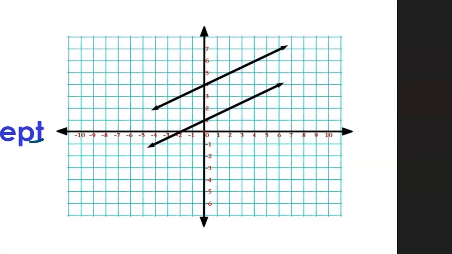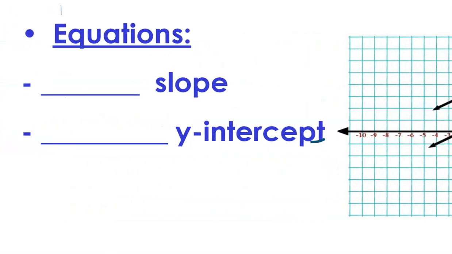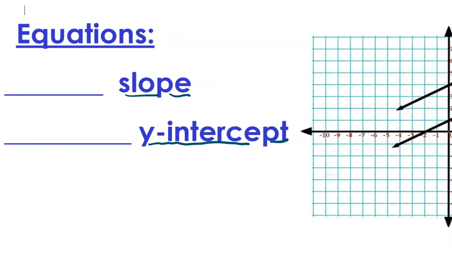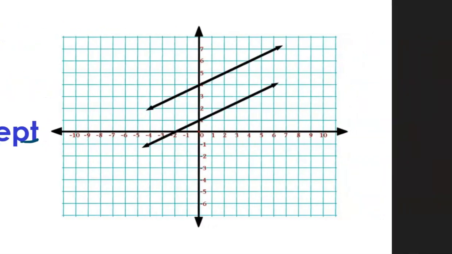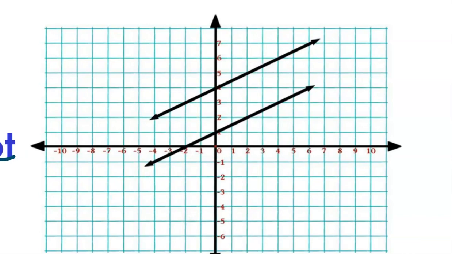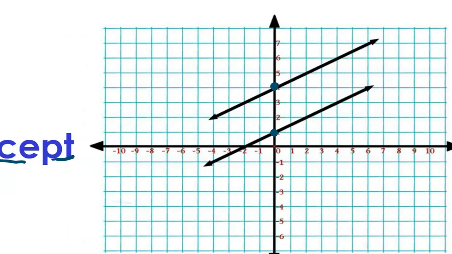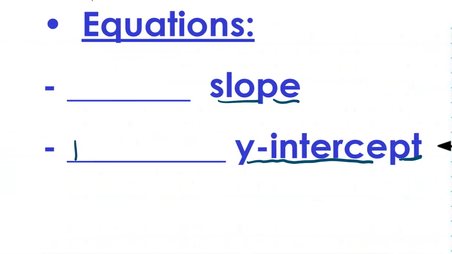When we're talking about these lines in the coordinate plane, we want to look at two key features, and those are the slope of those lines and the y-intercept of the lines. So let's take a look here at those two features. The y-intercept is a little easier to see, so let's focus on that first. The y-intercept of this top line is 4, and the y-intercept of this bottom line is 1. So the relationship between these lines is that their y-intercepts have to be different.